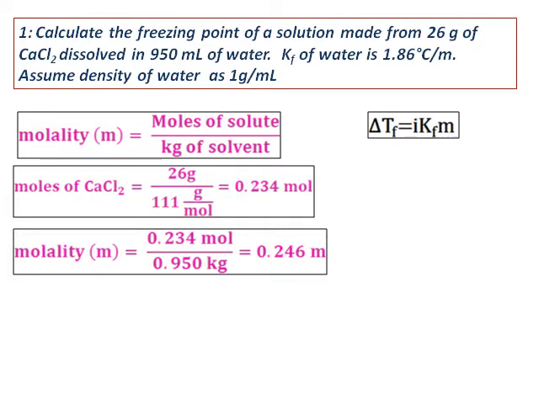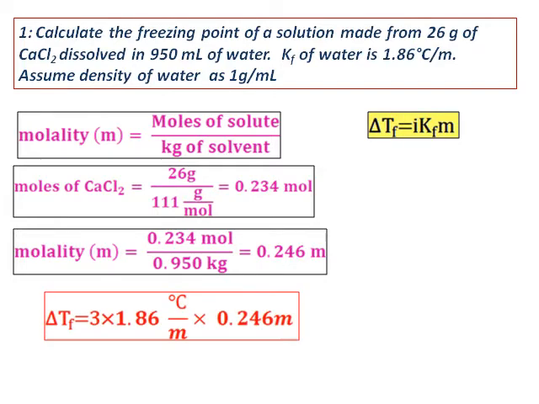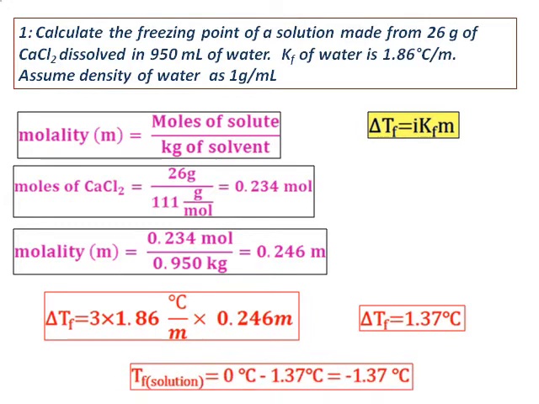Once I get the molality, I calculate the freezing point depression using the formula, and the freezing point depression comes as 1.37 degrees Celsius. Freezing point depression or lowering means the freezing point has decreased. So if initially the freezing point of water is 0, take away 1.37 from that, and the freezing point of the solution will now be negative 1.37 degrees Celsius.